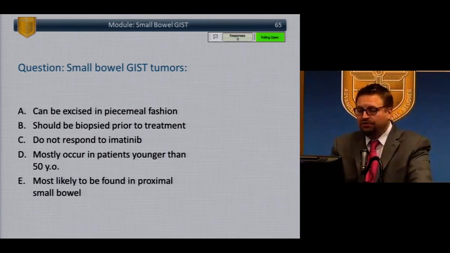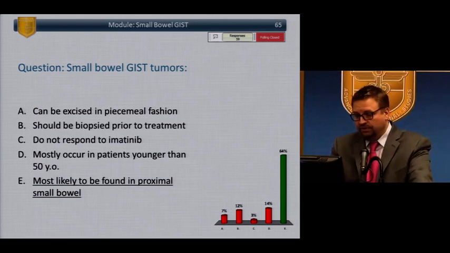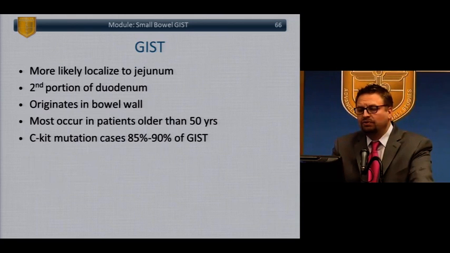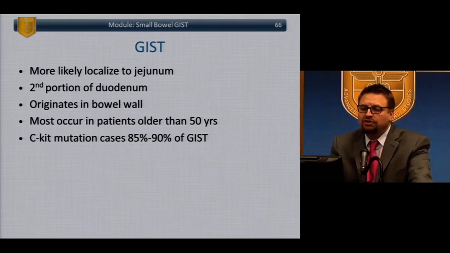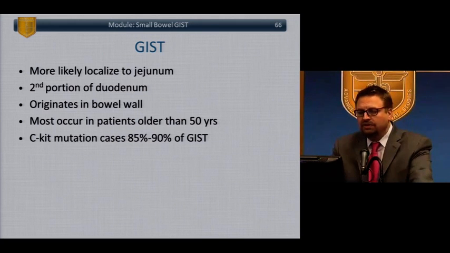Okay, so small bowel GIST tumors, good. Most likely to be found in the proximal small bowel. So GIST tumors, as in that case, are usually more proximal in the jejunum or in the duodenum. These also originate within the bowel wall. They're not mucosal lesions. Usually these are going to be in older patients.